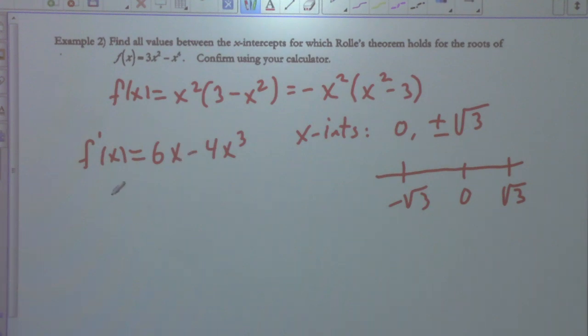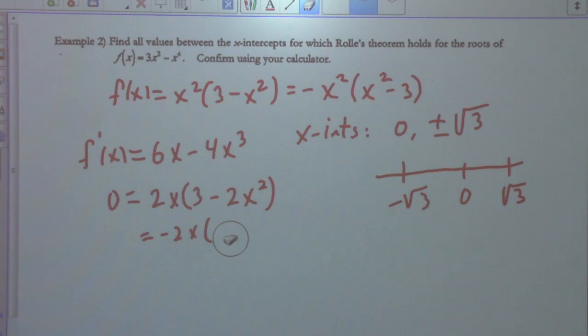So this is what I got here. If you set that equal to 0, I'm going to factor out the 2 first. 2x. Then I'm going to have 3 minus, is that 2x squared? And then I want to get this thing set up right. So I'm going to write that as negative 2x times 2x squared minus 3.